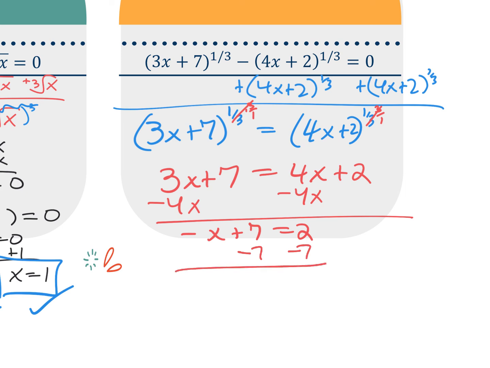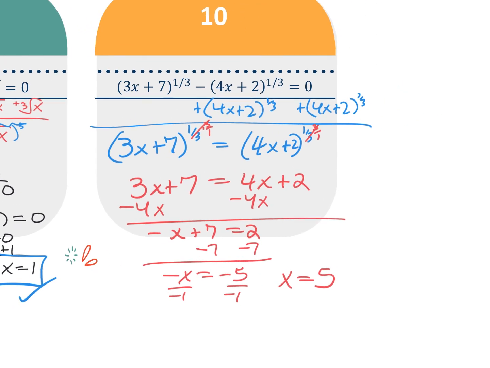Subtract 7. Negative x equals negative 5. I don't want a negative variable, so divide by negative 1. And x equals positive 5. I now need to plug it back in to make sure it works.